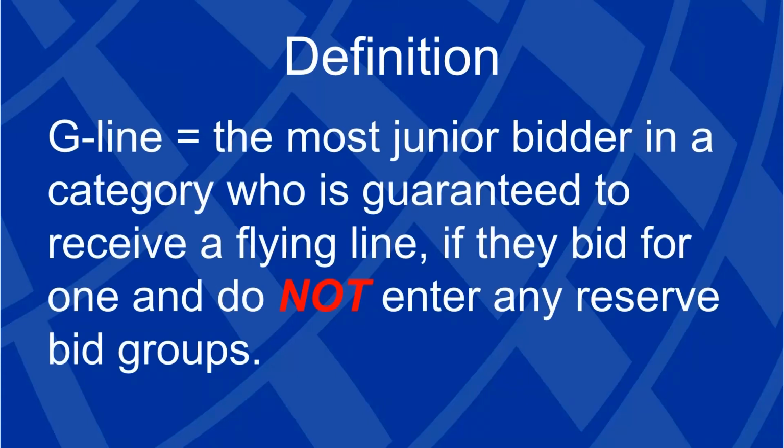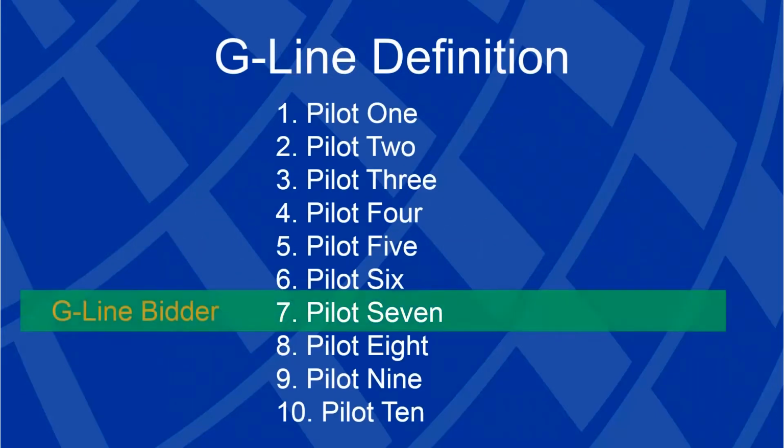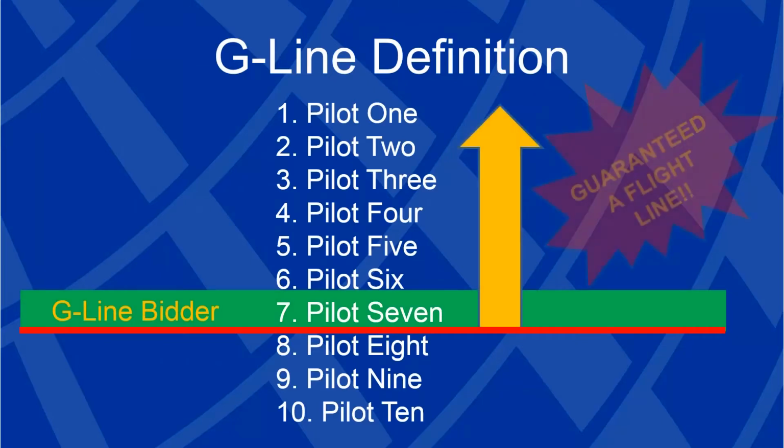The G-line is the most junior bidder in a category that is guaranteed to be awarded a line if he wants one. All pilots at or above the G-line are contractually entitled to a line if they bid for one and do not enter any reserve bid groups.